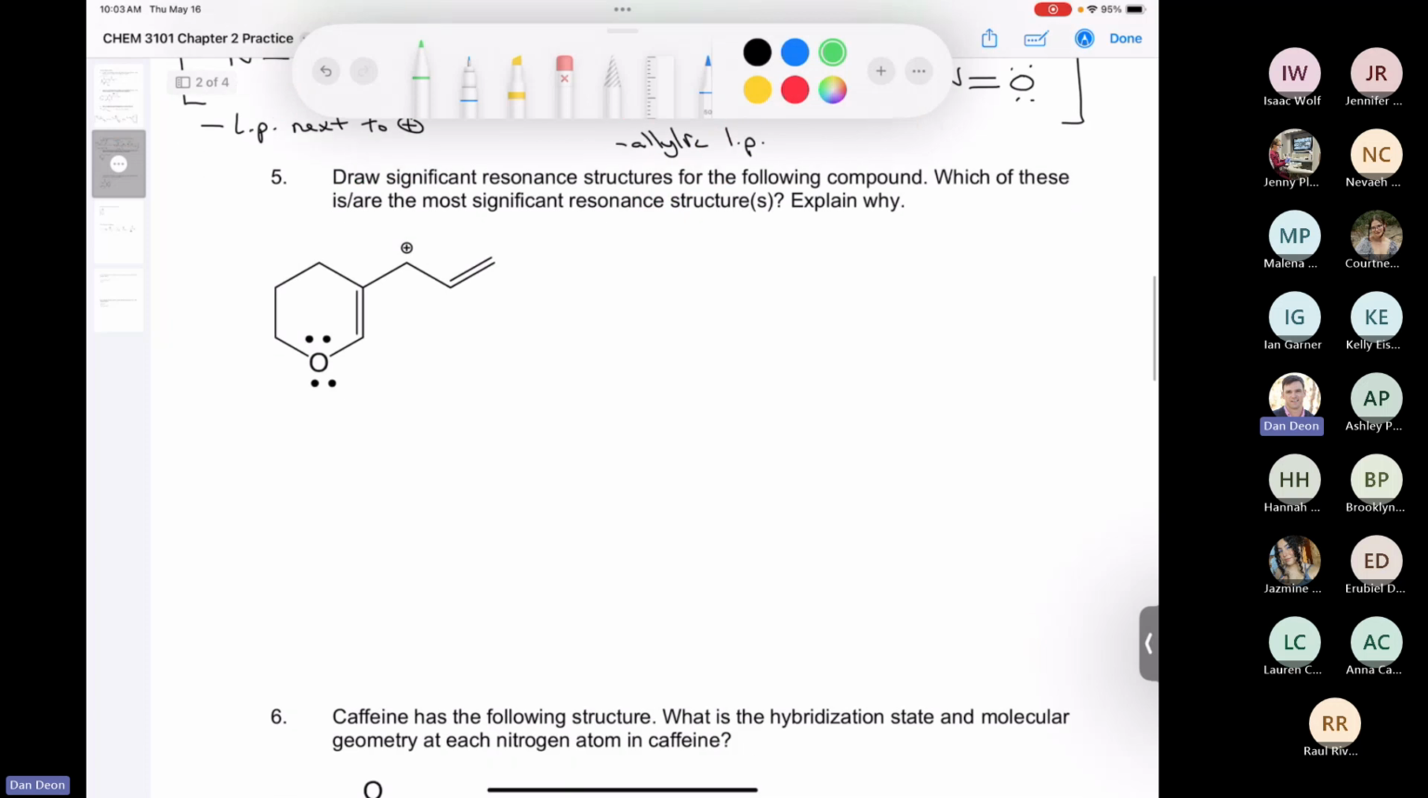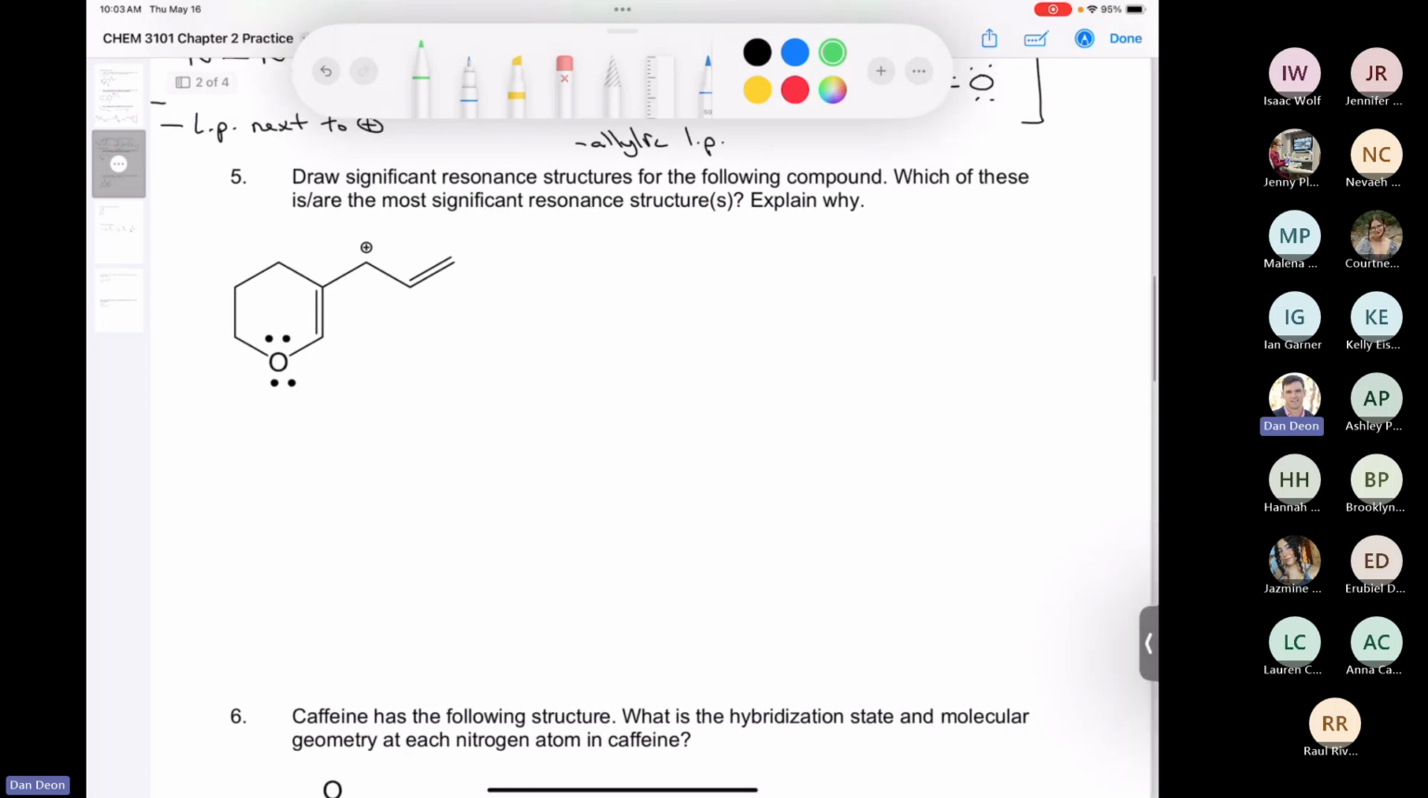So now let's do the same thing with this guy here. Does anybody notice any of the patterns here? For this compound, does anybody recognize any of the patterns that we took a look at? I see 2 of them. Yeah, we have an allylic lone pair right there, exactly.